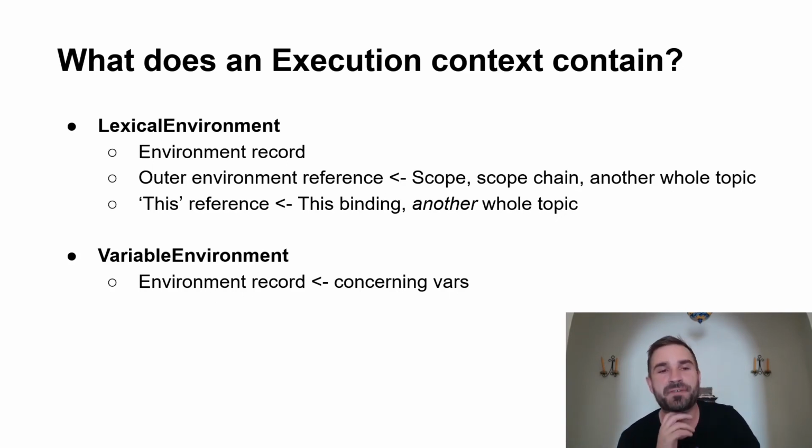So both the lexical and variable environments have an environment record, which we'll look at. And it's worth saying the variable environment is a kind of lexical environment as well. Confusing. So aside from the environment records, there is an outer environment reference. This relates to scope and the scope chain, closures, things like that.